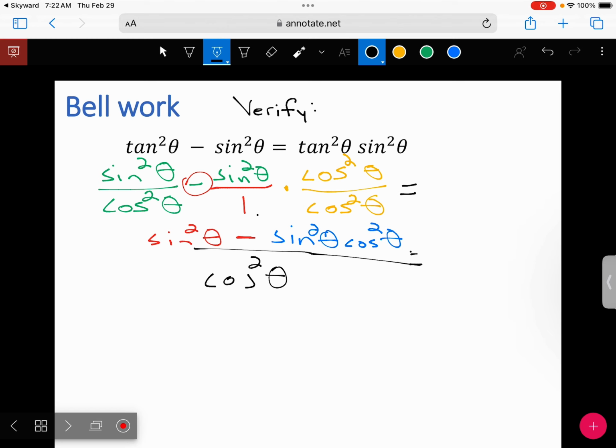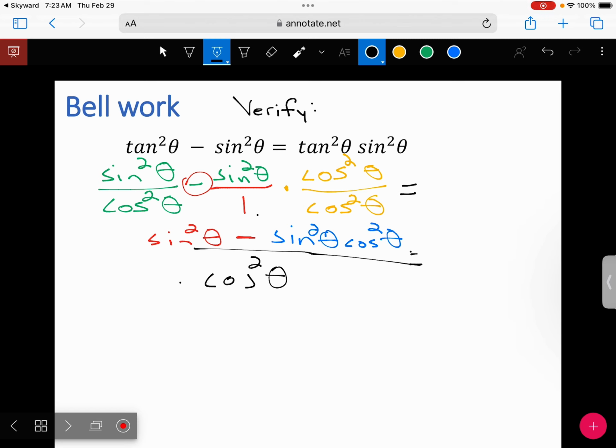One thing you have to remember is that these two terms, since they're being multiplied, are stuck together. You can't just decide to say, okay, sine squared theta minus sine squared theta is 0. You cannot do that, and the reason is you would be breaking PEMDAS. Multiplication comes before subtraction. So you need to think about it as this term minus this whole term, and those aren't like terms, so you can't just subtract and cancel.